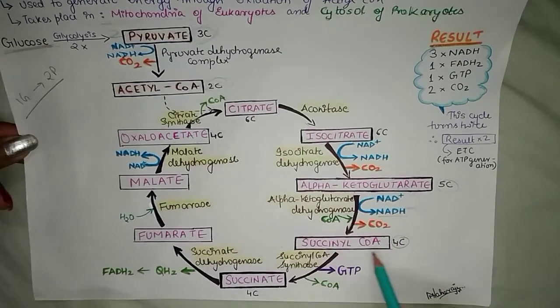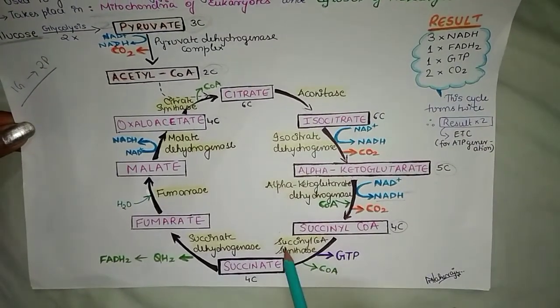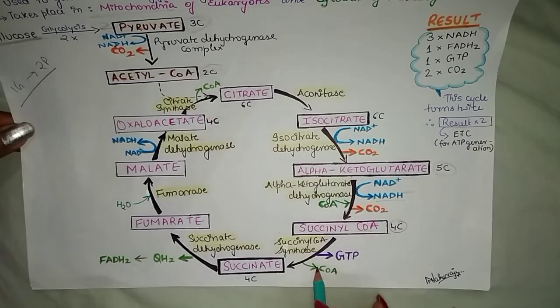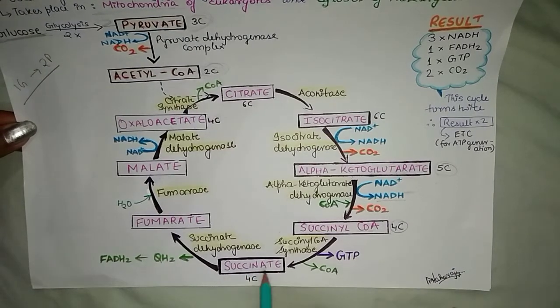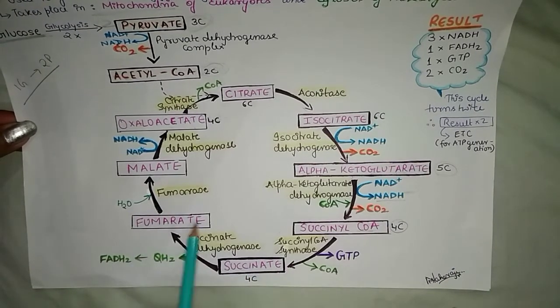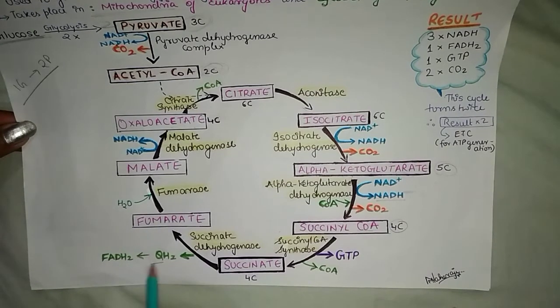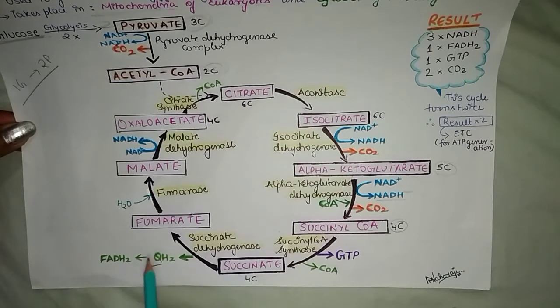Now, this 4 carbon molecule succinyl coenzyme A will be converted to succinate in the presence of succinyl coenzyme A synthase. During this reaction, coenzyme A will be released and GTP will be formed. Now, succinate will convert into fumarate in the presence of succinate dehydrogenase. During this reaction, the electrons which are produced will be taken by Q, which is an electron receiving molecule, and this QH2 will be converted into FADH2.